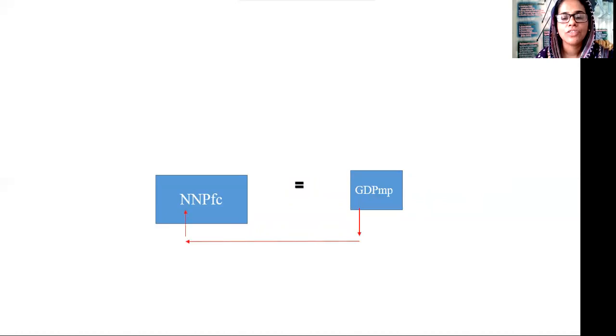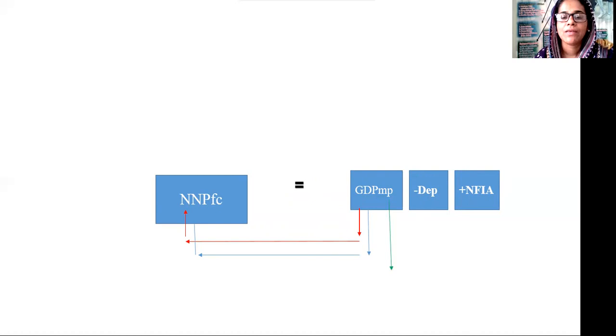First one, gross to net. We know that in order to make gross to net, we have to minus depreciation. Next one, domestic to national, we have to add NFIA. Next one, MP, market price, we have to make it factor cost. In order to make market price to factor cost, we have to minus NIT. So in this way, if GDP MP is given, we can make it national income.